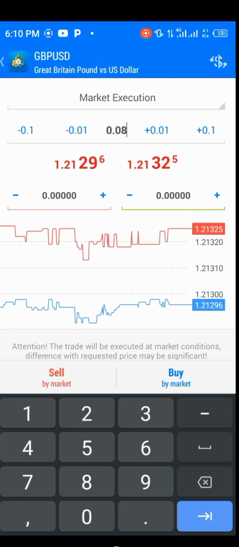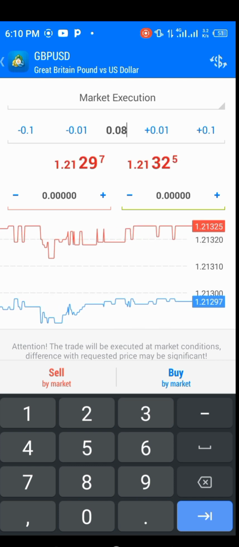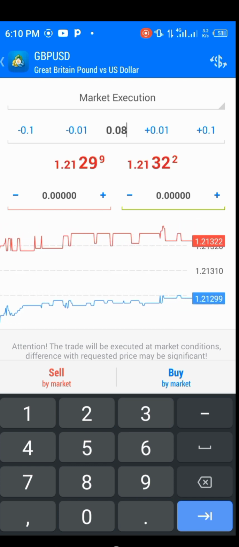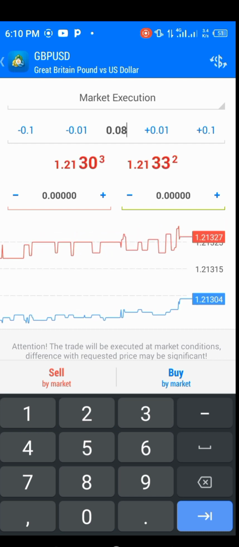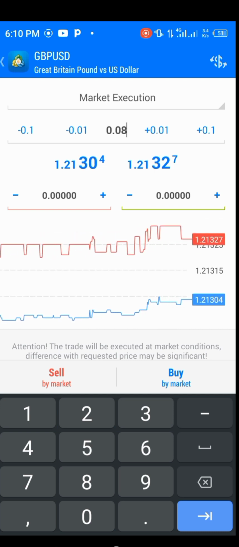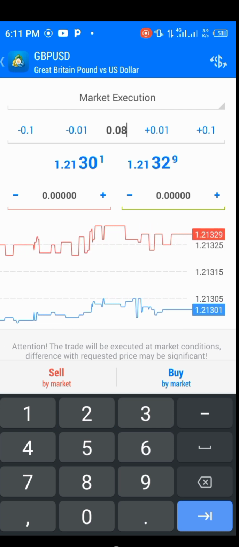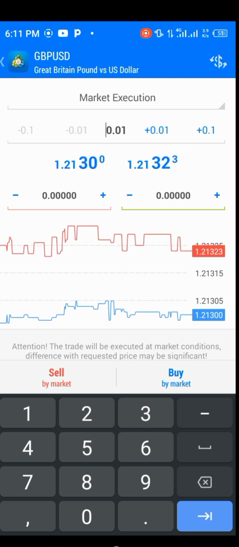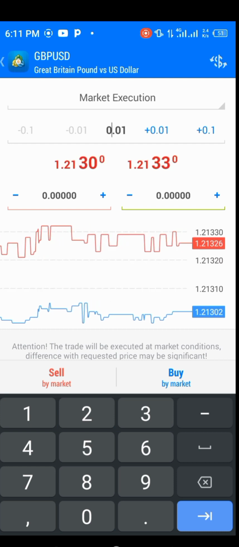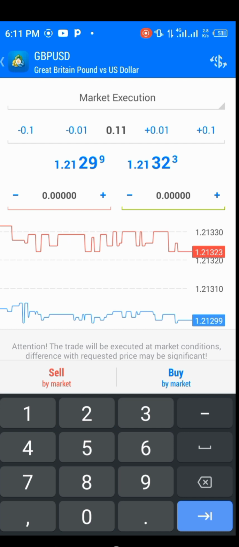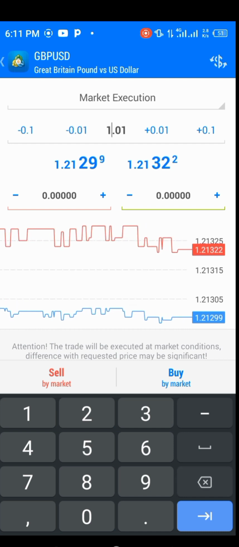Don't risk your account. By the way, the first principle is: do not risk more than 2% of your trading capital at any time. That's the first principle. I hope you understand. And from $10,000 and above, you can trade with 0.1. Yeah, you can trade with a standard lot size.